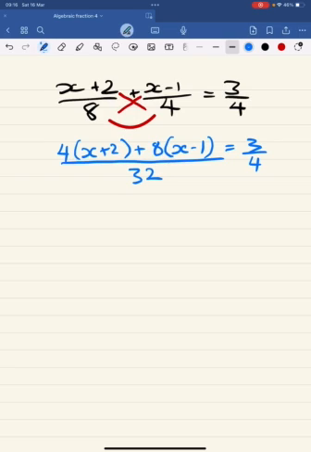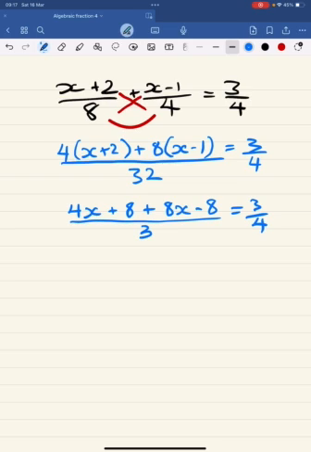Now I'm going to just expand my brackets. So I'm going to do 4 lots of x to make 4x, plus 4 lots of 2 to make 8, plus 8 lots of x to make 8x, and 8 lots of negative 1 to make negative 8. Over here, again, done nothing with this 3/4 at the moment, and I've got 32 over here.